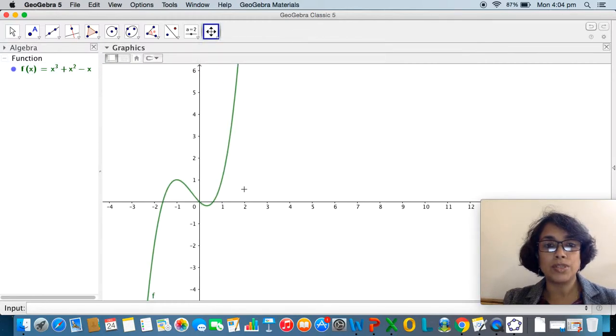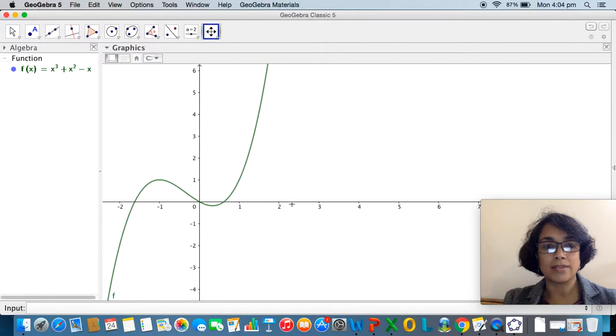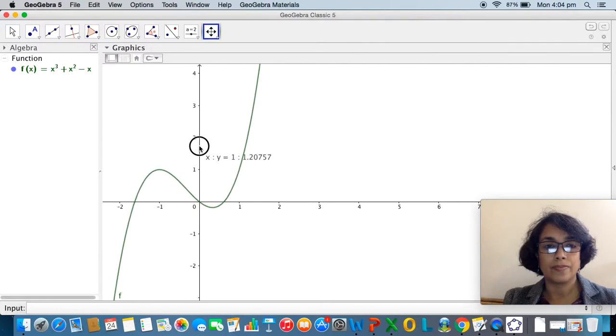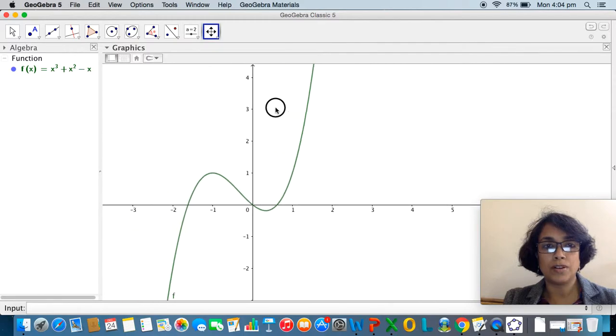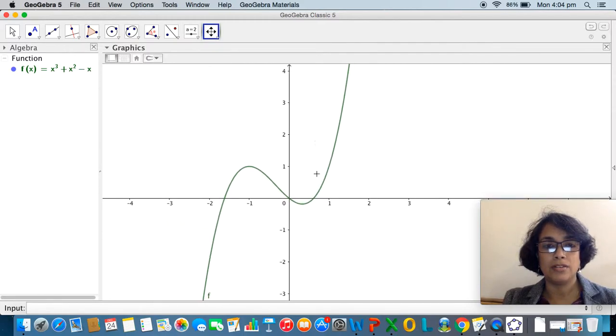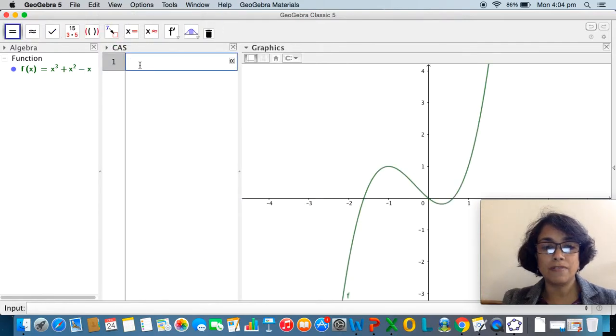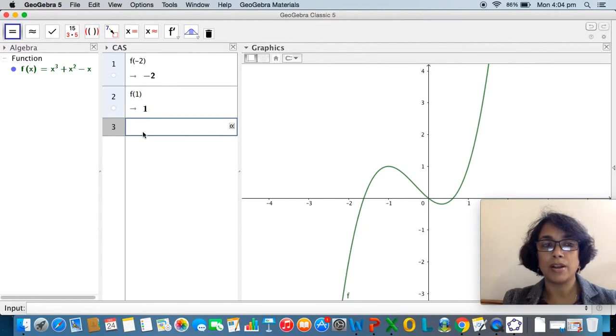Now I'm going to stretch the x and y axis a bit and move the graph towards the center of the screen to give me a better view. Now we need to evaluate the value of this function f of x at the endpoints of the interval minus 2 and 1. Of course, we can do this mentally, but we can also call in a CAS window and ask for the value of the function f at minus 2, which happens to be minus 2 as well, and the value of the function at 1, which again happens to be 1.